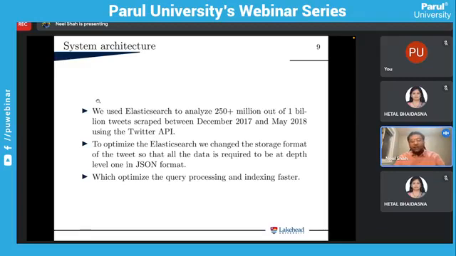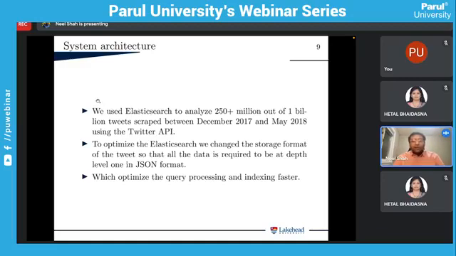Let's understand how it performs. We created the system, and the question that always comes in is how good these systems are. So we definitely test this system. We use Elasticsearch to analyze more than 250 million out of 1 billion tweets scraped between December 2017 and May 2018 using the Twitter API. 250 million is almost 3 terabytes of data, and the billions are around 10 terabytes of data, if we scramble it up and store it in an optimized way.